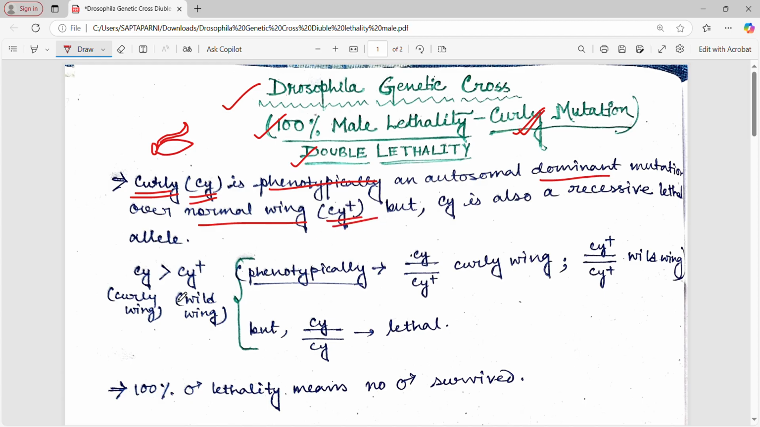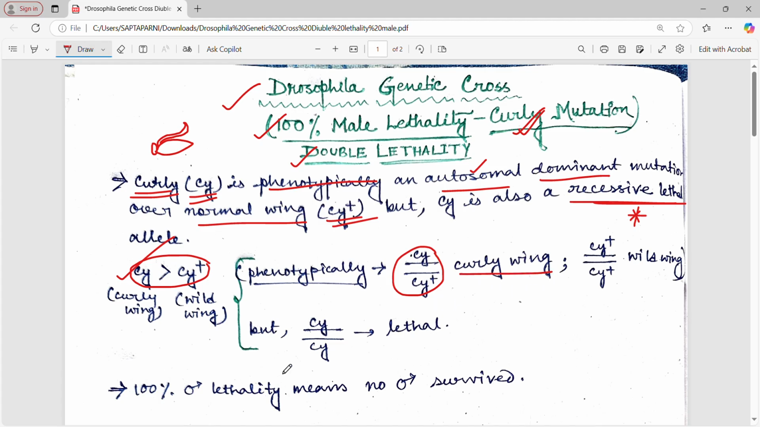Okay, so Cy is dominant over Cy plus phenotypically. Okay, and it is autosomal dominant because the allele is present on the second chromosome, which is an autosome of Drosophila. And another thing, you must remember that Cy is also a recessive lethal allele. Okay. So what is the importance of recessive lethal allele here? See here, we are seeing that Cy is dominant over Cy plus. So obviously in both homozygous and heterozygous condition of Cy, it should show Curly wing phenotype. Okay. But you can see in case of heterozygous condition where one chromosome contains Cy and another contains Cy plus, it's showing Curly wing.